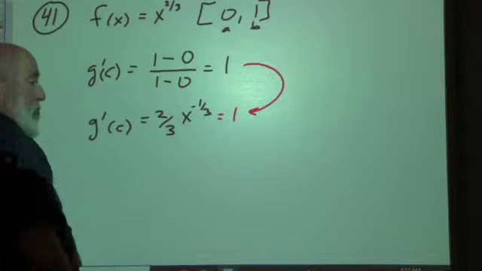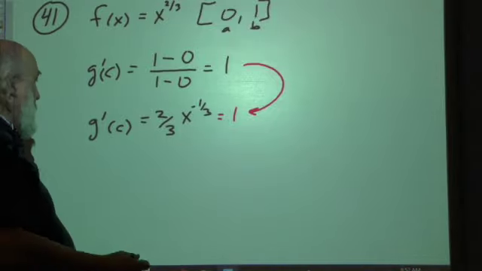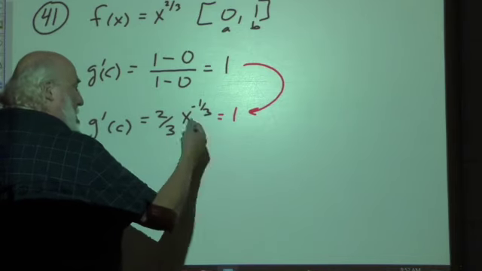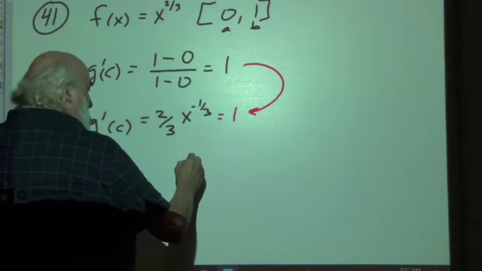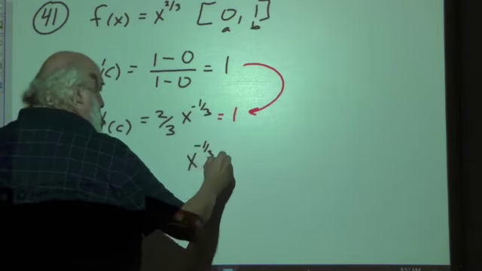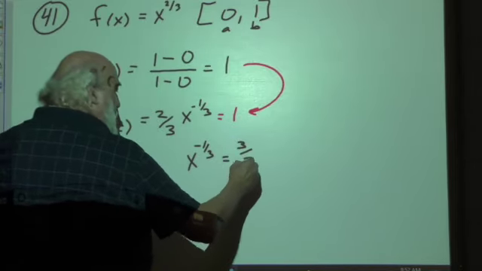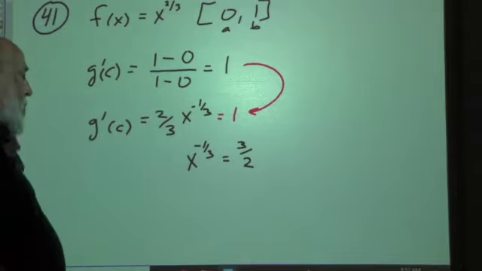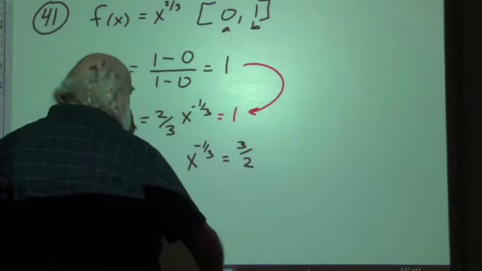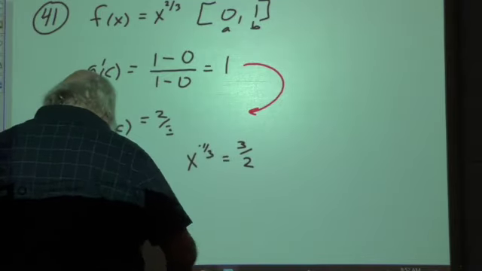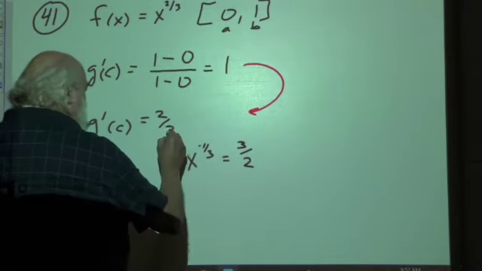So we got a little algebra to do, nothing too crazy. So we get rid of the 2/3, we multiply both sides by 3/2. So that gives us x to the -1/3 equals 3/2. And we want to change that to x to the first power. Well, see, I did it again. All right, let's get the c back in there, my bad.